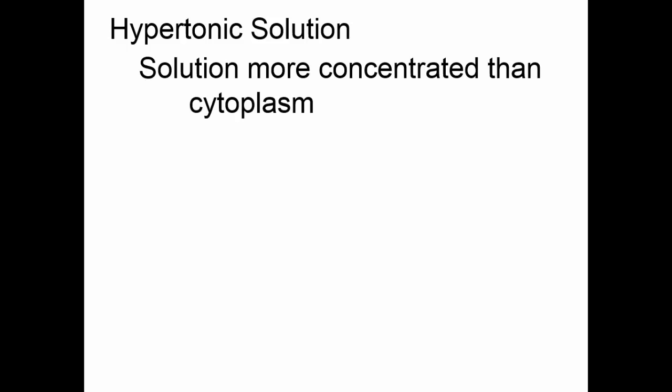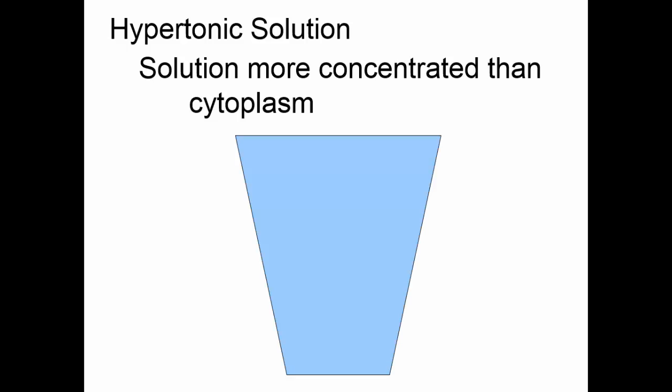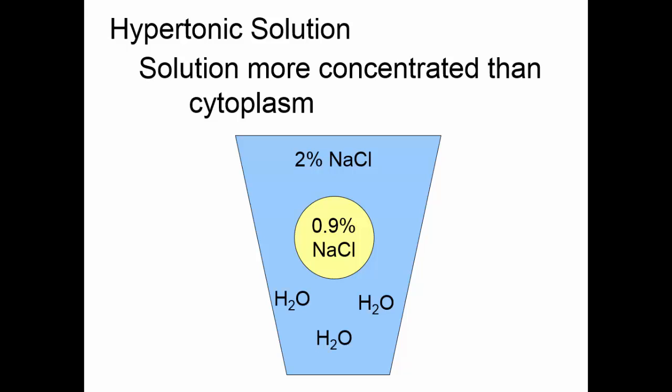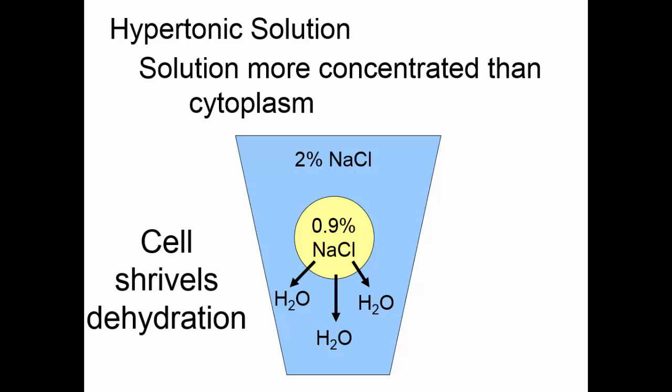In a hypertonic solution, the solution is more concentrated than the cytoplasm. This time our beaker will contain 2% sodium chloride, and when we drop our cell in, it still has that osmolality of 0.9% sodium chloride. Again, the solute cannot diffuse, so we can't use diffusion to help us with this inequality. We're going to have to use water. This time it is more concentrated outside the cell than inside, so water will leave the cell to try to dilute the external fluid. This will mean the cell will shrivel up. Literally, the cell is dehydrating.